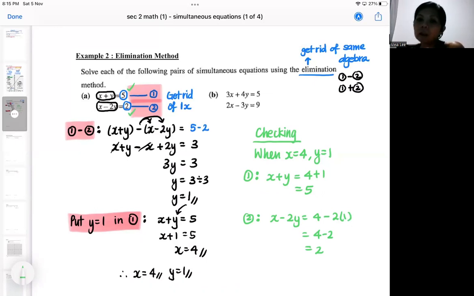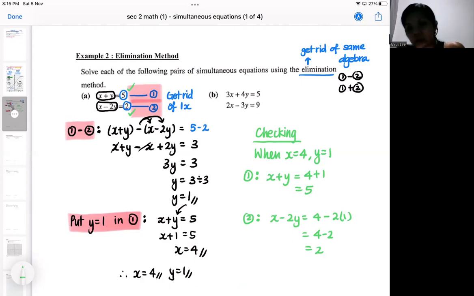So with the answers, you check back both equations. It should match the equation. It should be the same equation that you are getting. Okay, so that is, for this example, we are getting rid of 1x.